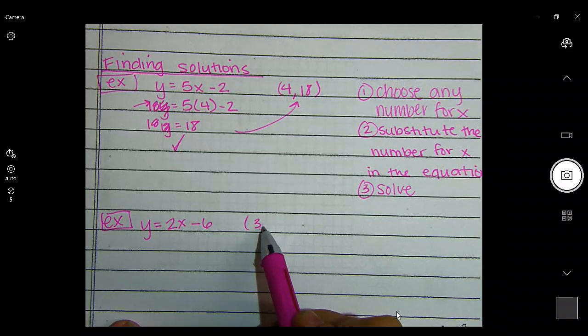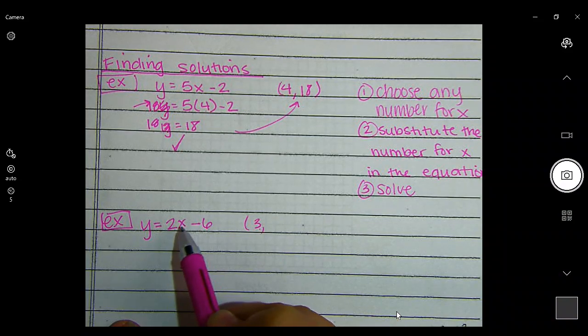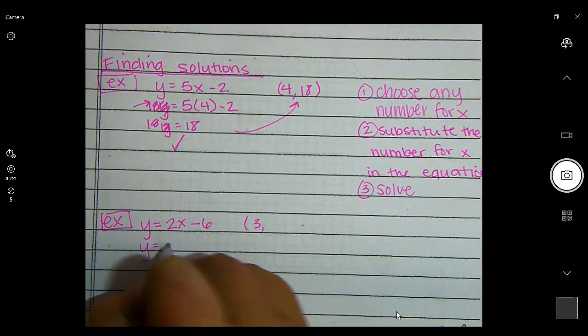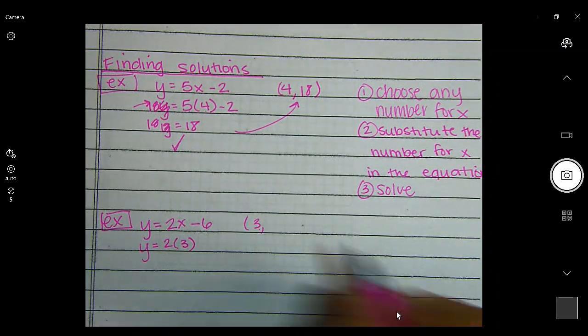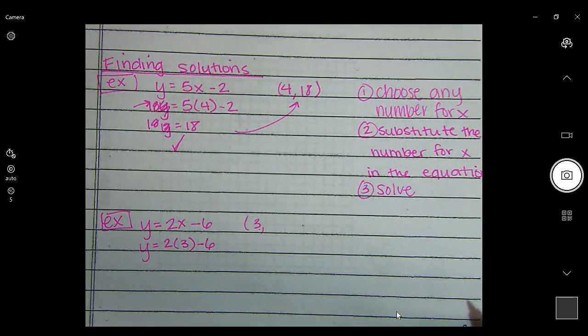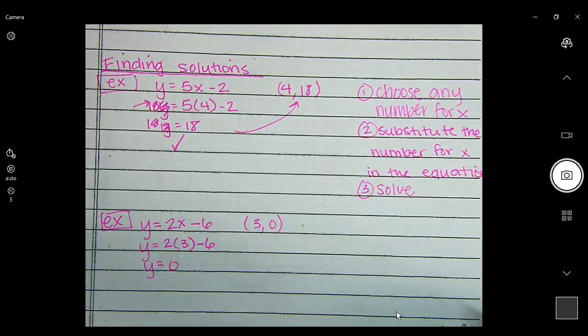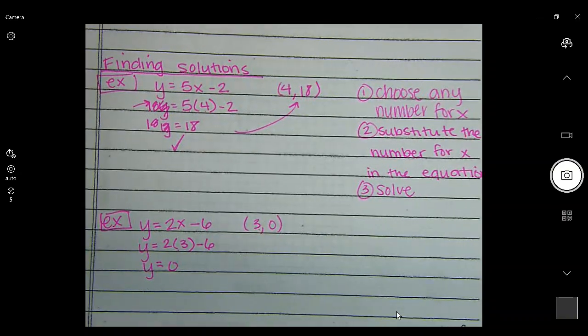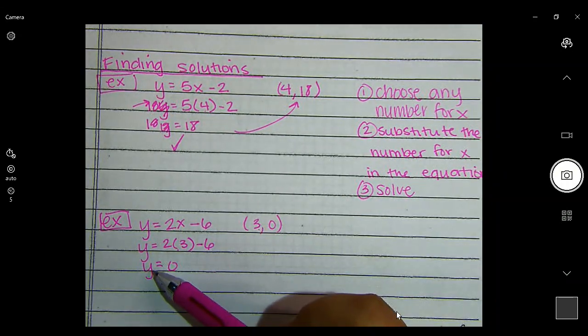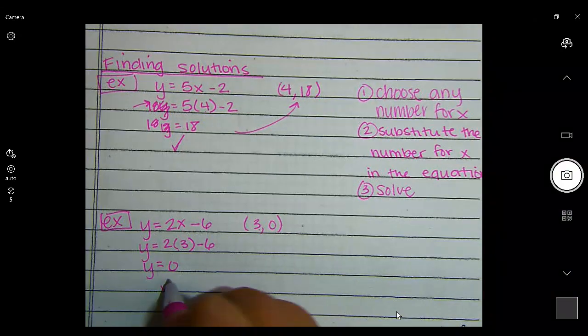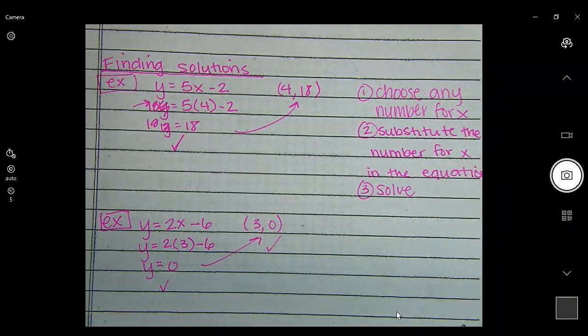Okay, so then I'm going to substitute this 3 in for the x over here. So I have y equals 2 times 3 minus 6. y equals 2 times 3 is 6, minus 6 is 0. So that means that y has to be 0. And now if I were to put 0 in for y, I would have 0 equals 0. So I know that this solution is correct. All right, but what if I wanted to find another solution?